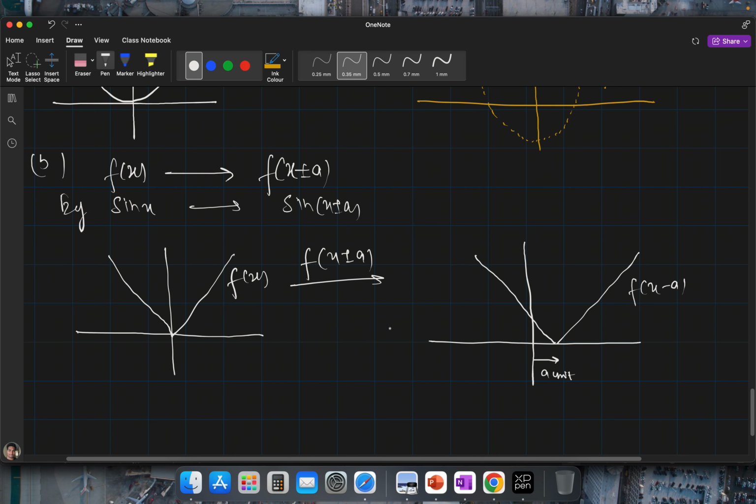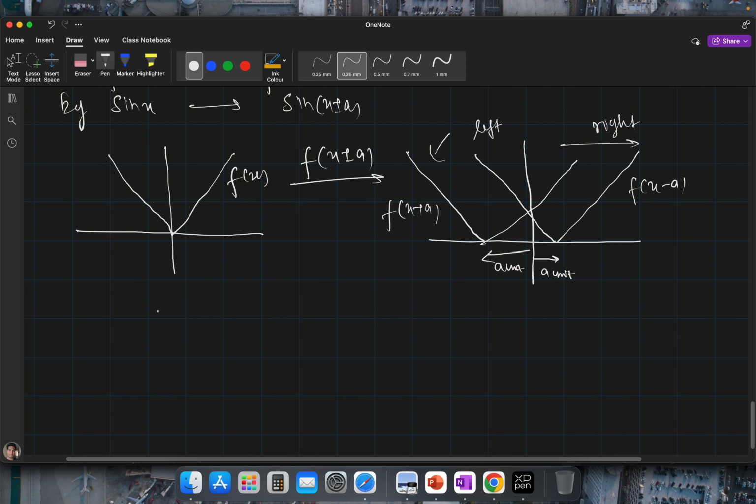So you have to be very careful here. If you are subtracting a, then it will move in the right direction by a units, but if you are adding a, then it will move in the left direction. So this is the a unit. Now this function is nothing but f(x plus a). So you can see the difference. This graph has shifted in the right direction, but this graph has shifted in the left direction by a units.